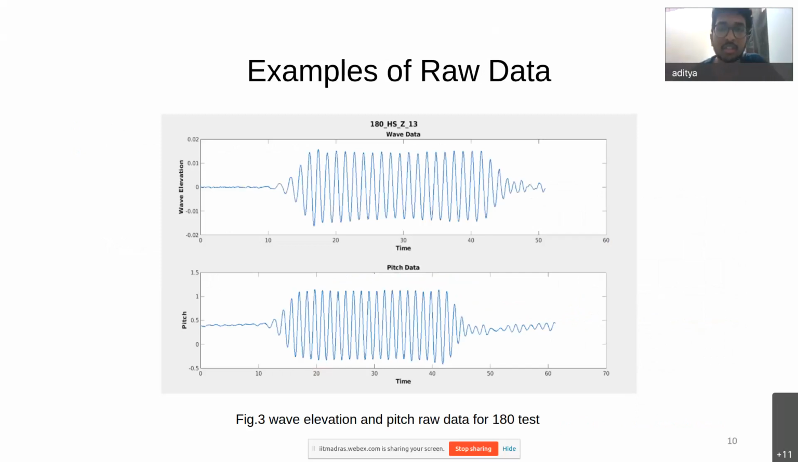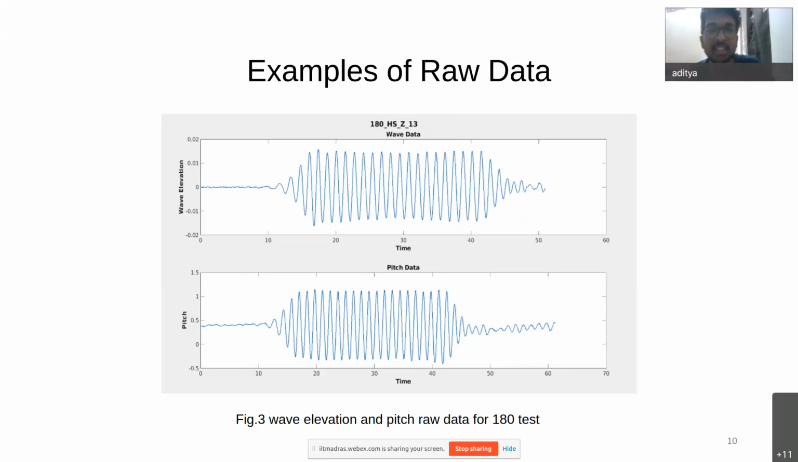So this is one of the data sets that was collected from the wave probe and the XSense sensor. This is the title of this image. You can see it is 180 HSZ13. 180 corresponds to the experiment number, so it was the 180th experiment. HS corresponds to the head sea condition. Z corresponds to a particular wave stiffness, and 13 corresponds to a particular wave value from the wave stiffness.